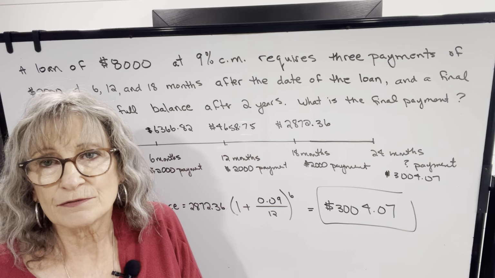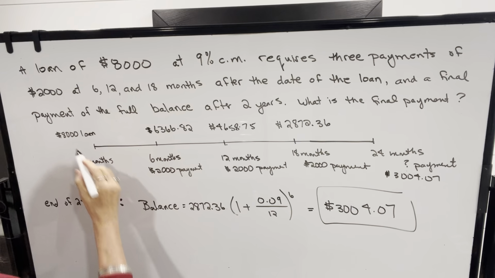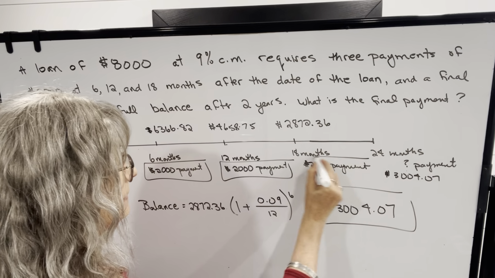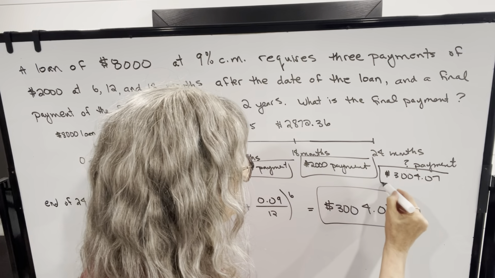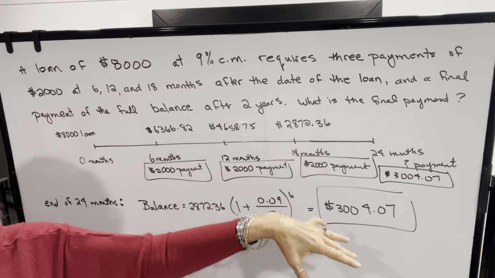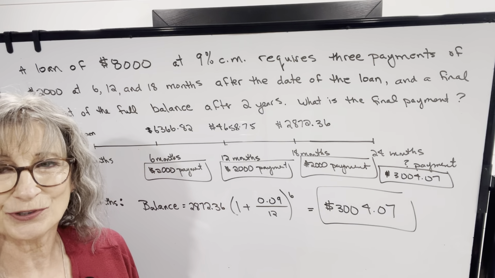And if you're wanting to find out how much you actually paid in total for that loan of $8,000, you can add up all of your payments, and you'll see that the total is $9,004.07. So from that, you can calculate how much interest was paid on that particular loan.